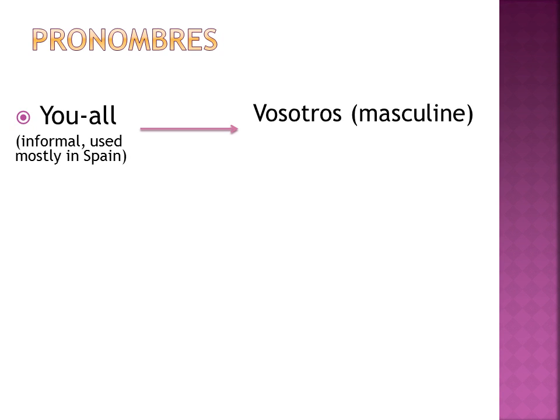Now we have you all. You all has 3 different forms. So let's look at the first one. You all, when it's informal and used mostly in Spain, we're going to use vosotros if it's masculine. So if it's only boys or if it's a mixture of boys and girls. Now, if it's only girls, then we're going to use vosotras if it's feminine. So vosotros and vosotras. Very important that you remember that this is technically considered informal and is used mostly in Spain.